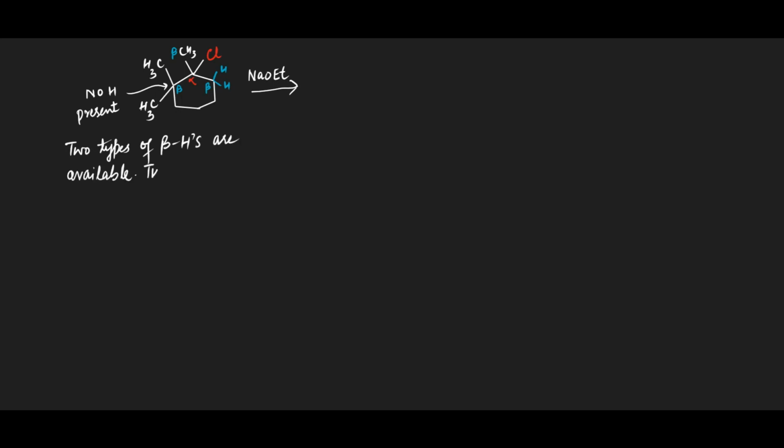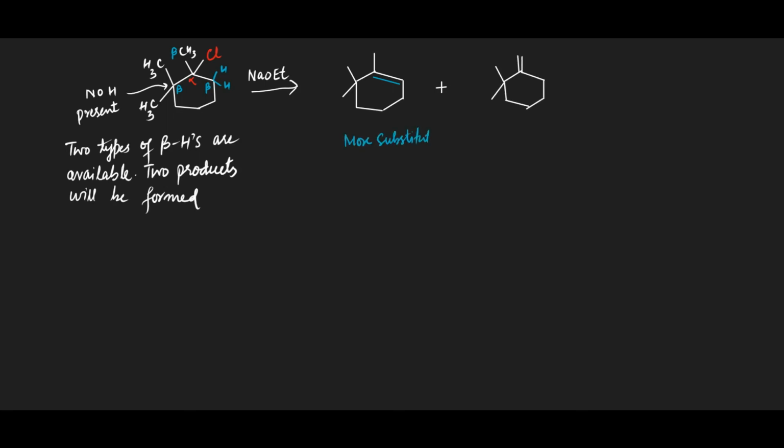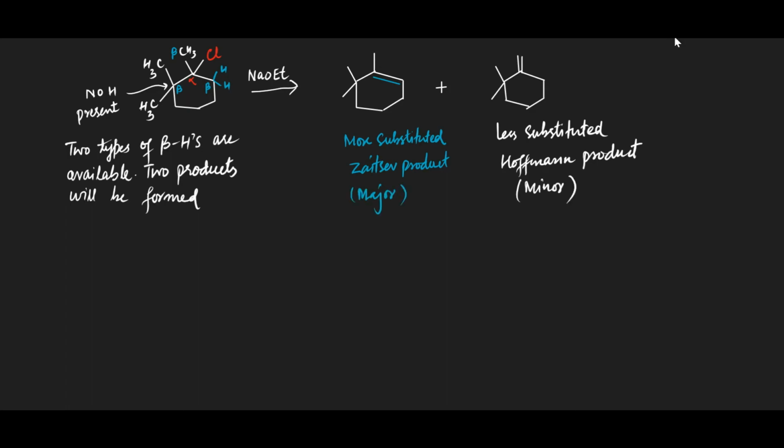Consider this cyclic substrate. With respect to chlorine substituent, there are 3 beta positions. This beta carbon doesn't have any hydrogen. Thus, only 2 types of beta hydrogens are available and hence 2 products will be formed. Removal of beta hydrogen from the ring gives this cyclic alkene, and removal of beta hydrogen from exomethyl gives this exocyclic alkene. This alkene is more substituted and hence Zaitsev product. This alkene is less substituted and hence Hofmann product. Zaitsev product will be major and Hofmann minor product.